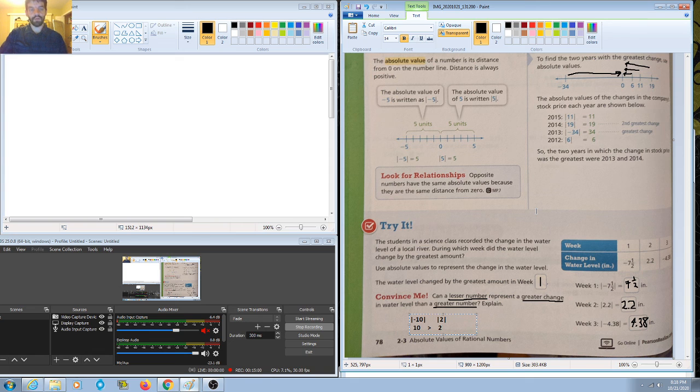So we have introduced the idea of absolute values, the definition of that it is a distance from 0, and because of that definition, it is always a positive value. And we've also looked at how we can use absolute value to represent a change in a particular real world or story problem situation.